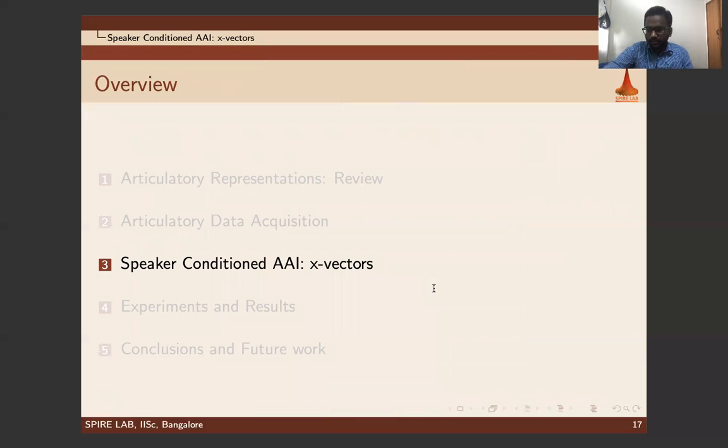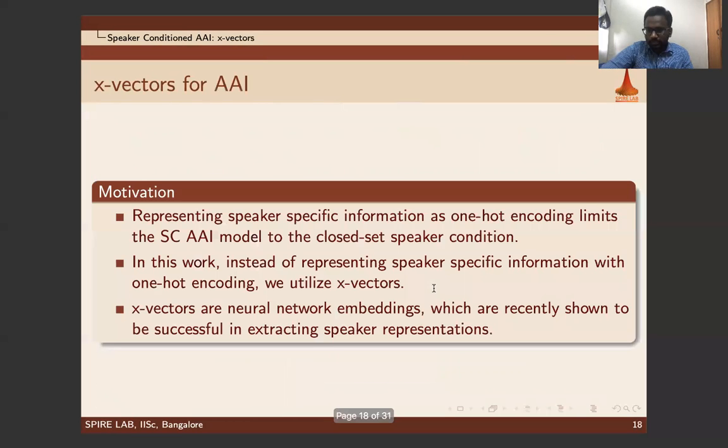Next, I will present the proposed approach. As discussed in the prior work, representing speaker-specific information by one-hot representation limits the performance of AAI. In this work, we present the experimental results with x-vectors for the speaker-conditioned AAI approach. X-vectors are neural network embeddings which have recently been shown to be successful in extracting speaker-specific information.